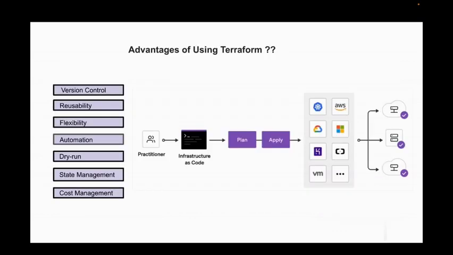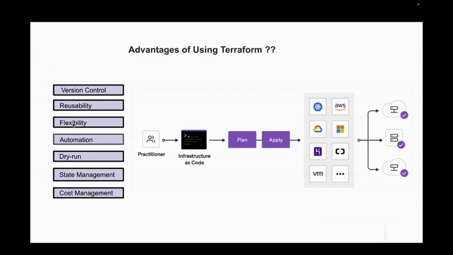There are various advantages of using Terraform. The first one is version control. Terraform code can be stored in version control systems like Git, which allows you to track changes and collaborate with other team members. The second is reusability. Terraform code can be organized into reusable modules, which makes it easier to share and reuse infrastructure across different projects and teams.